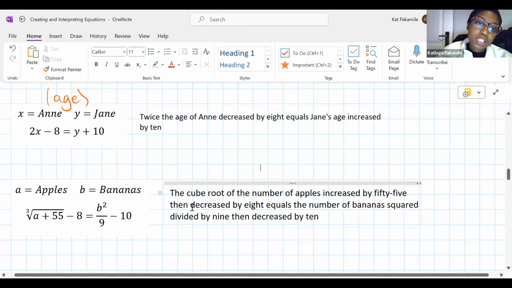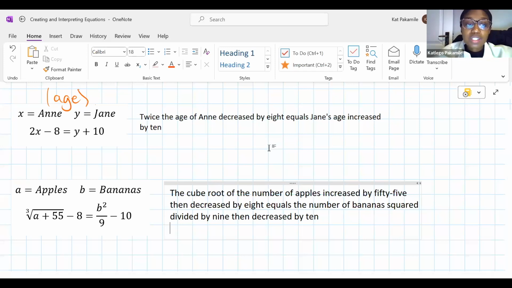Oh, but I get what you mean. No, it's fine. If you wrote something different, like the square root, okay, let's write it down. I saw someone say it in the chat. The cube root of the sum of the apples and 55, decreased by 8 is equal to the square of the number of bananas divided by 9, or subtracting 10.